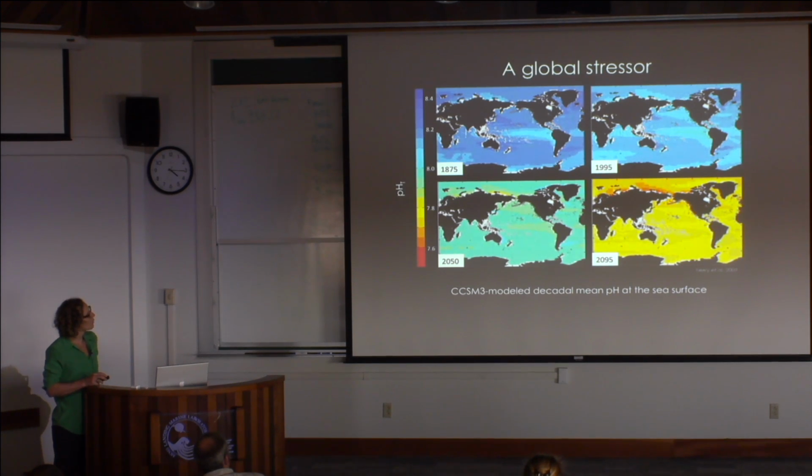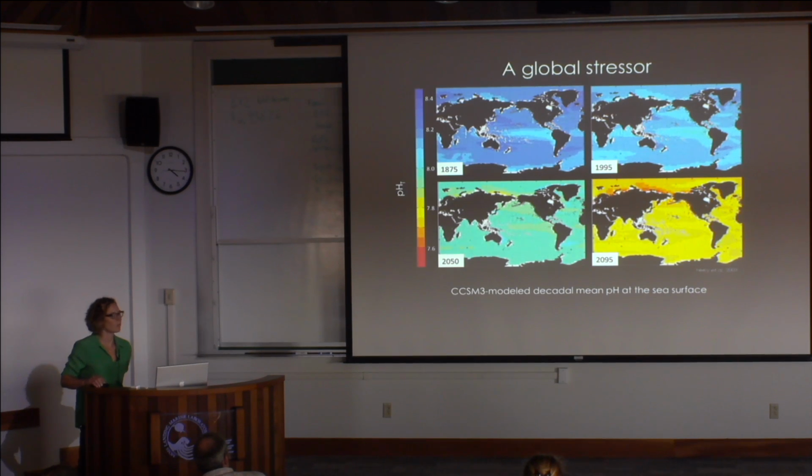And what I want you to get from this really is just that ocean acidification is predicted to occur across all of the world's ocean. This is really a global stressor, and virtually all marine ecosystems are likely to be impacted by some kind of change in their carbonate chemistry.